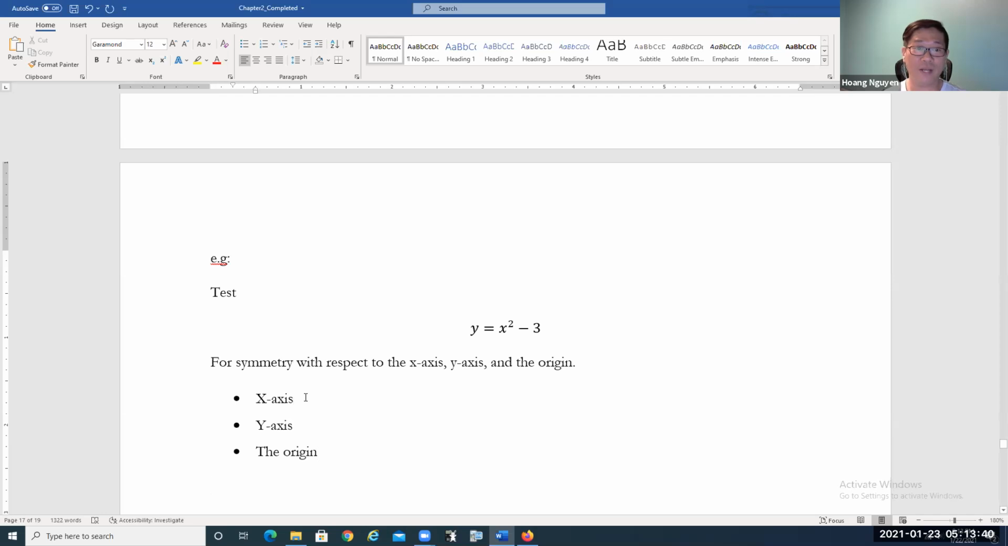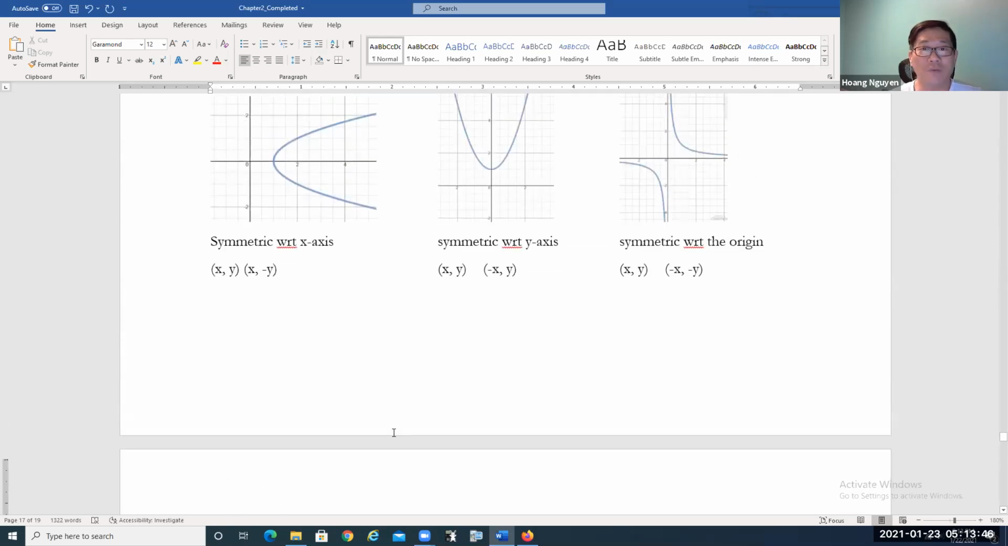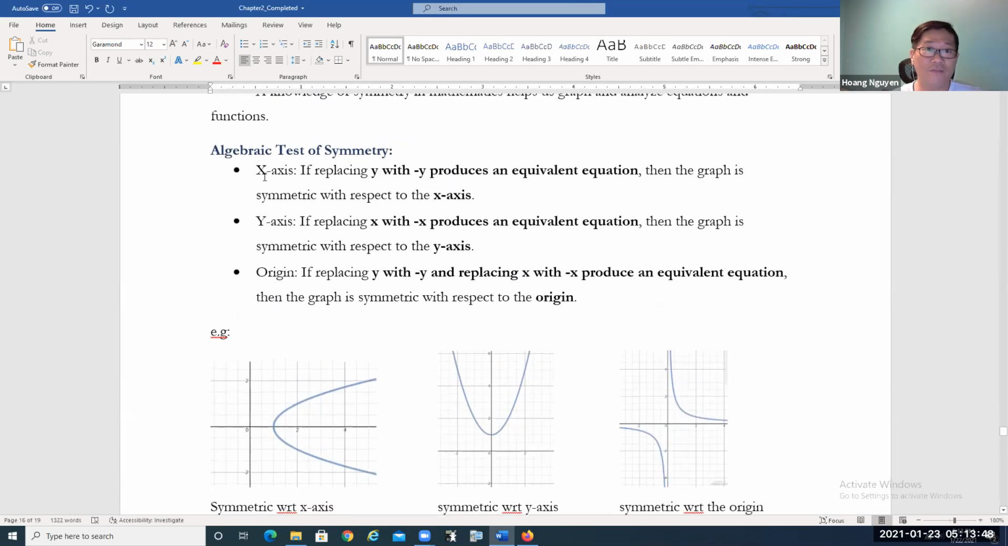Okay, so for the first one, how do we determine if this equation is symmetric with respect to the x-axis? We're going to go back to the summaries over here. For the x-axis, we replace y with negative y and see if we produce an equivalent equation. If this is true, then the equation will be symmetric with respect to the x-axis.